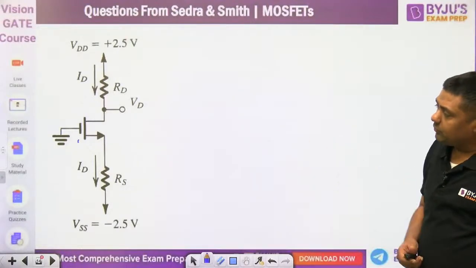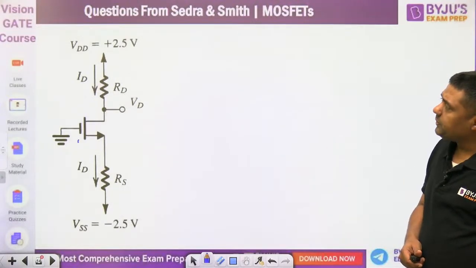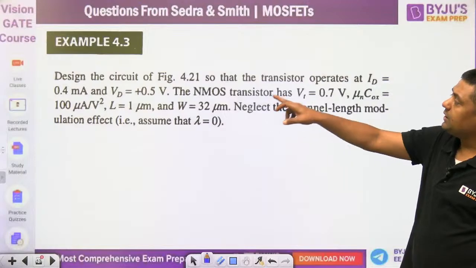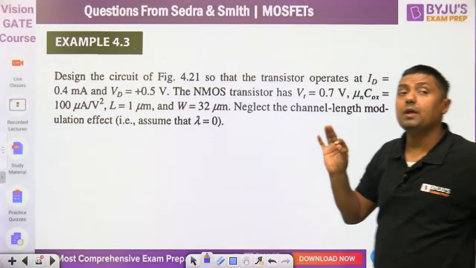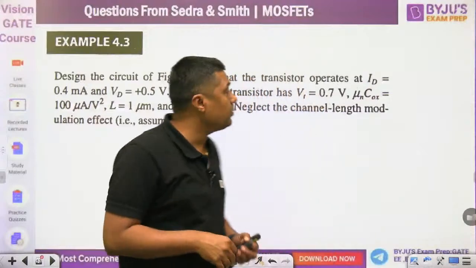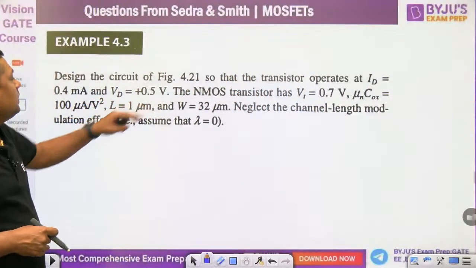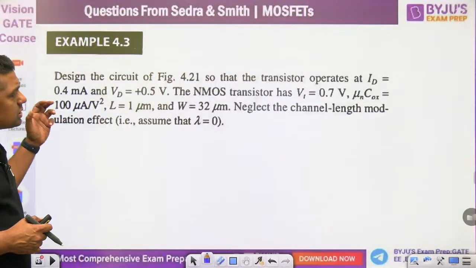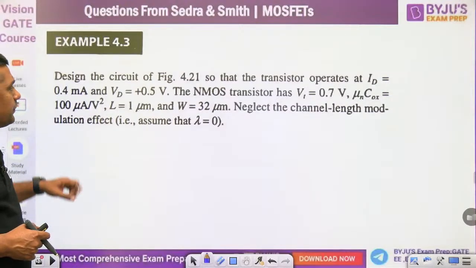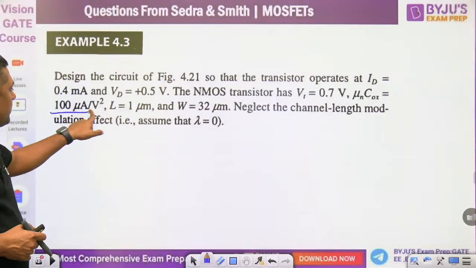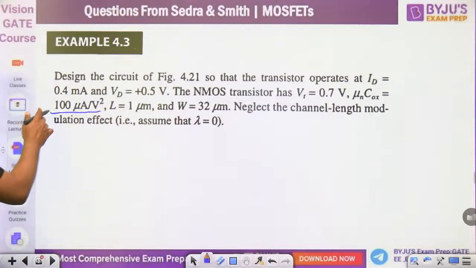Now tell me, is it an N MOSFET or P MOSFET? Design the circuit so that the transistor operates at ID equal to 0.4 milliampere. The value of the current is given as 0.4 milliampere. VD is given as 0.5. The NMOS transistor has VT 0.7 volt, and mu N COX is 100 microampere per volt square.